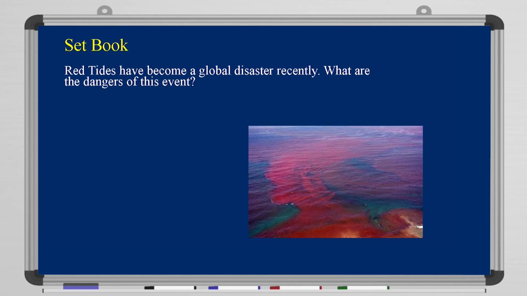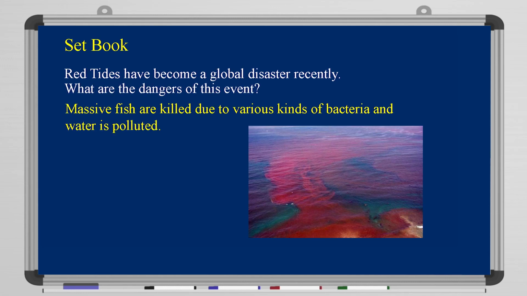So, the question again says, red tides have become a global disaster recently. What are the dangers of this event? So what can a red tide cause? Massive fish are killed due to the various kinds of bacteria, and water is polluted. So these bacteria cause a lot of fish to lose their lives, and the number of fish decreases. So that means that people will not be able to find many fish in the sea because of red tide. So this is one disaster that it can cause.